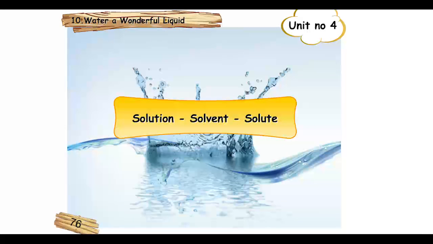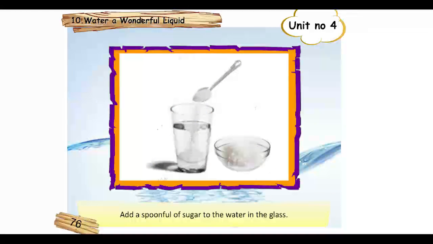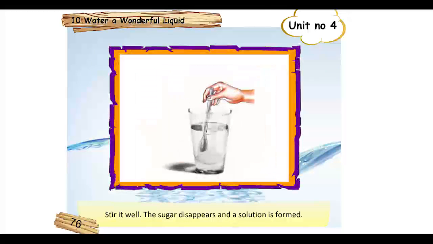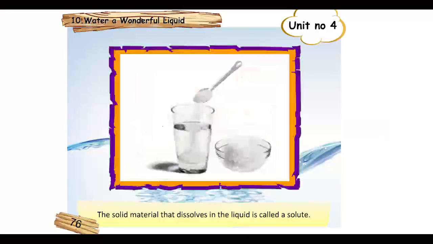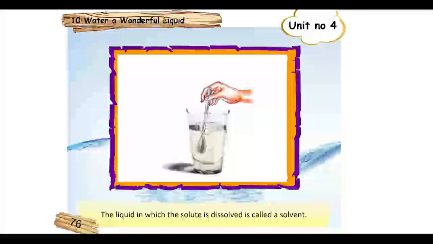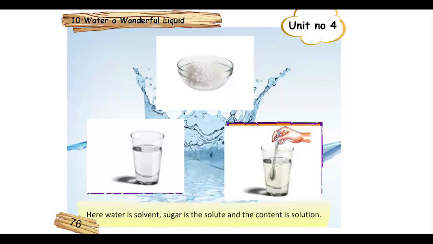Solution, solvent, solute. Take some water in a glass. Add a spoonful of sugar to the water in the glass. Stir it well. The sugar disappears and a solution is formed. Thus, a liquid that contains a solid material dissolved in it is called a solution. The solid material that dissolves in the liquid is called a solute. The liquid in which the solute is dissolved is called a solvent. Sugar, water, sugar solution. Here water is the solvent, sugar is the solute and the content is the solution.